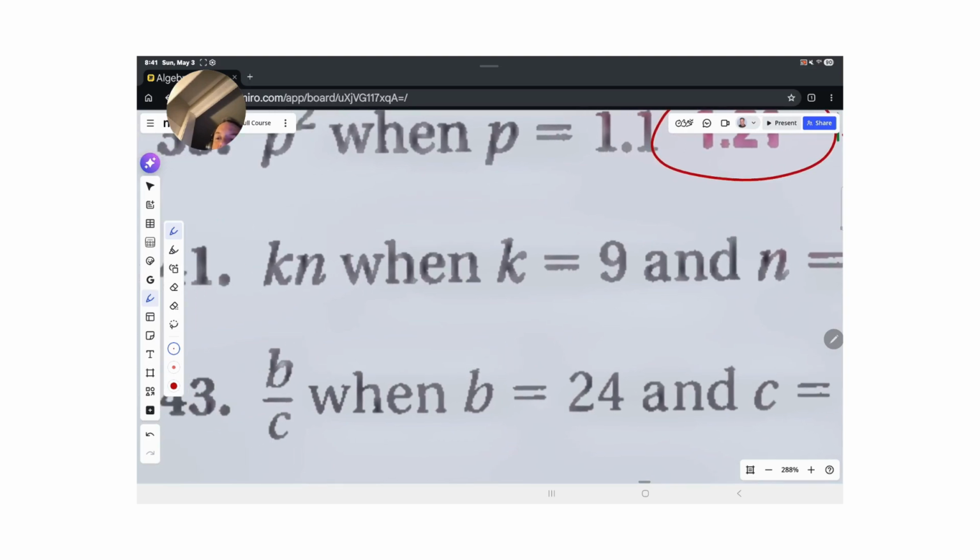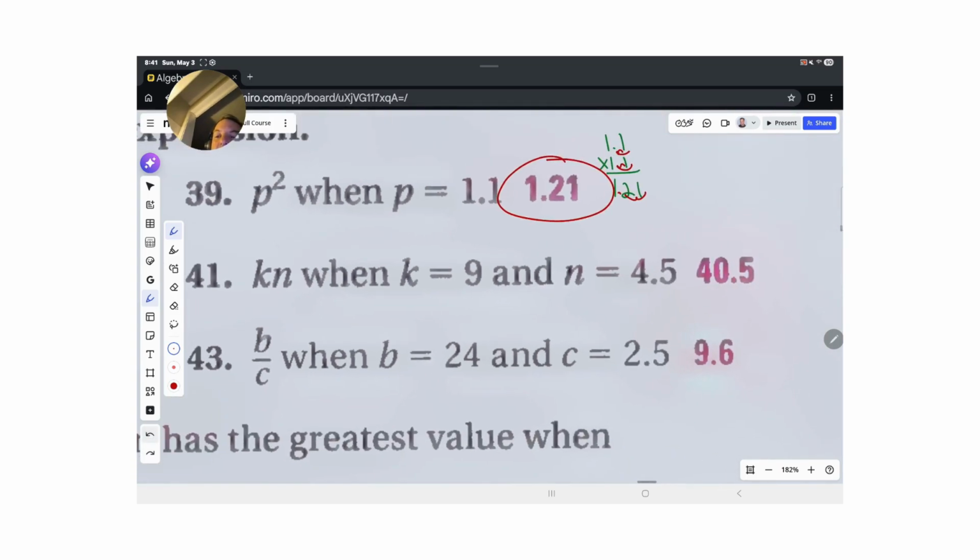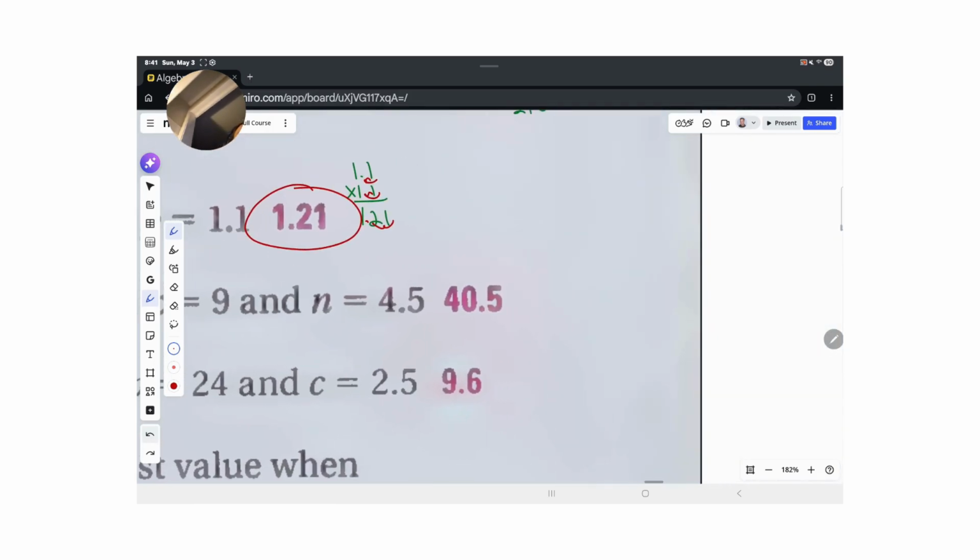41, kn. Now when the variables are next to each other with no operation in between them, that is understood to be multiplication. So this is k times n. So we'll substitute in our integers and multiply here. So this will be 9 times 4.5. 4.5 times 9. 9 times 5 is 45. 9, 18, 27, 36 plus 4 is 40. Make sure we bring our decimal place over once to get to 40.5. That is correct.